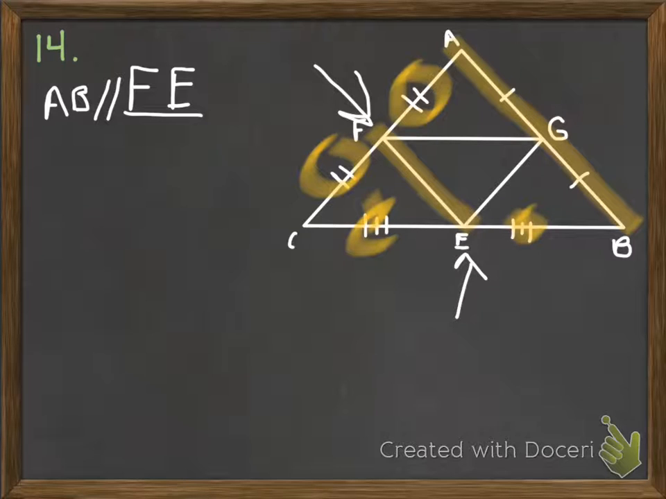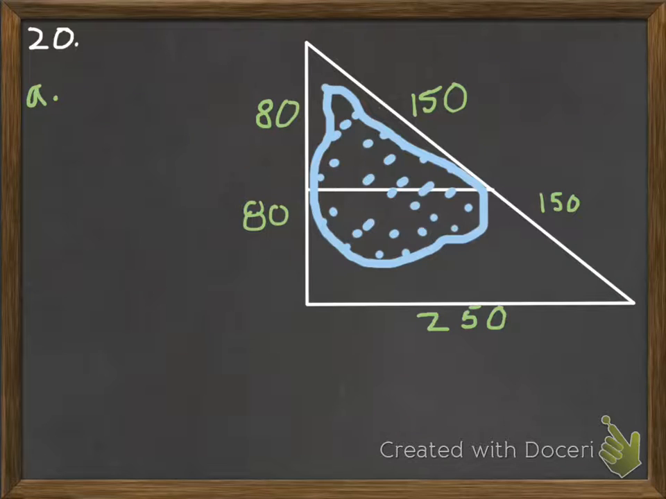Therefore, that FE is a mid-segment. Okay, for number 20, it says Kate wants to paddle her canoe across the lake. To determine how far she must paddle, she paced out a triangle, counting the number of strides as shown. Obviously, it's difficult to measure across the lake, so this triangle that she made is going to help her measure across the lake. Part A says if Kate's strides average 3.5 feet, what is the length of the longest side?